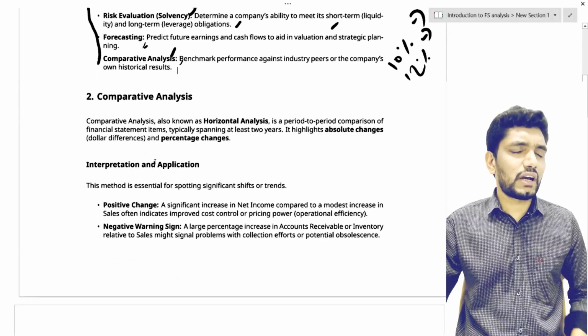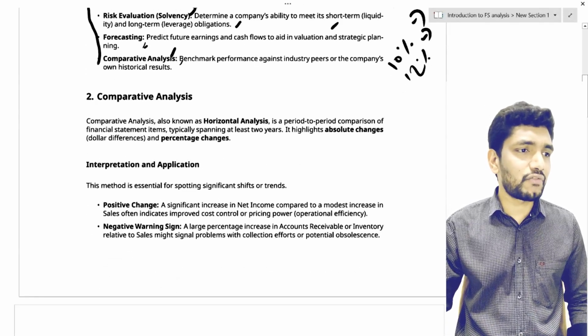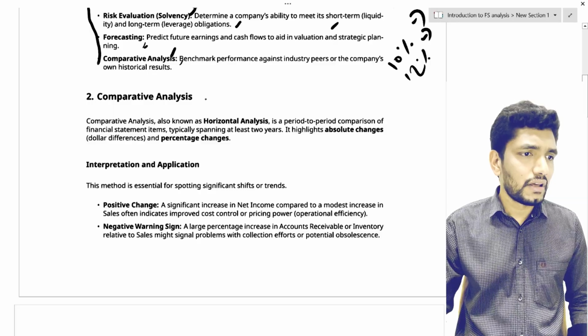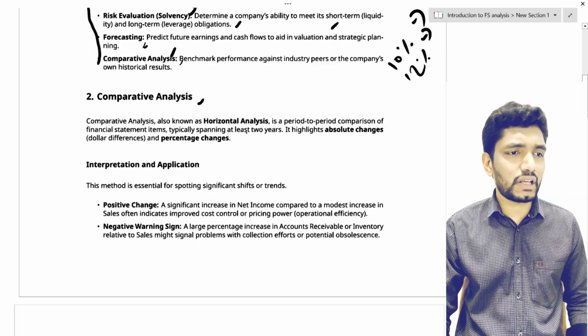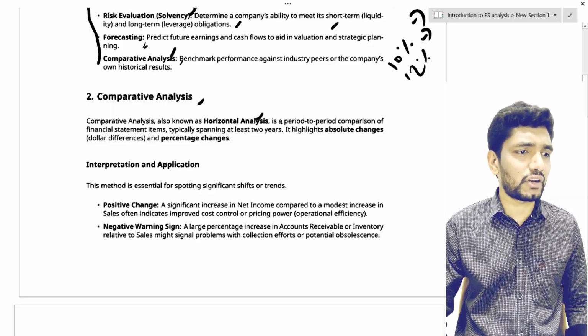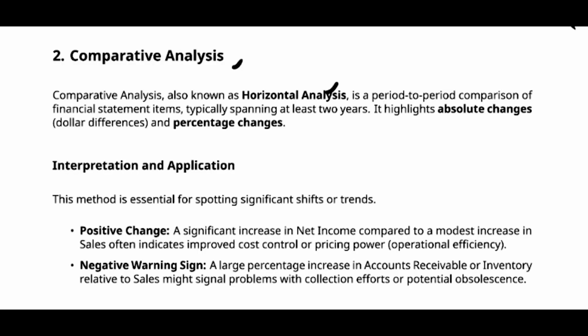So let's move into our next topic, that is comparative analysis. Comparative analysis, also known as horizontal analysis, is a period-to-period comparison of a financial statement item, typically spanning the last 2 years, and it highlights absolute changes in dollar differences and percentage changes. So the comparative analysis or horizontal analysis is the comparison of financial statement data with the previous year or previous years.